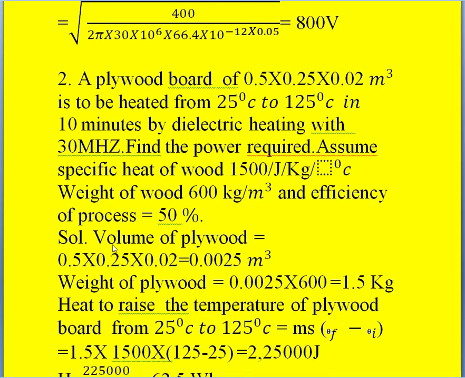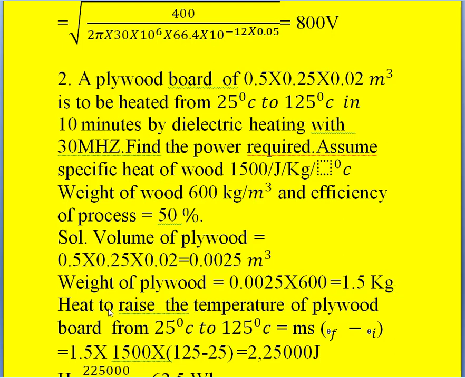So the first step is to find the volume of the plywood. It's given already: 0.5 into 0.25 into 0.02. When we simplify it, we get 0.0025 meter cube. Then the weight of the plywood we can write like this. We know the volume, and he gave the weight of wood as 600 kgs per meter cube. So 600 into the volume, that is 0.0025, will give you the weight of this plywood or dielectric material, that is 1.5 kgs.